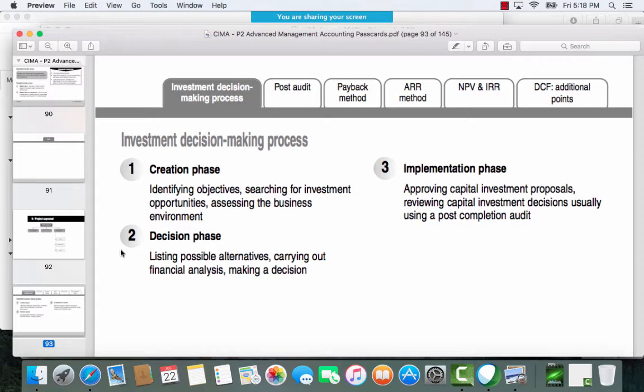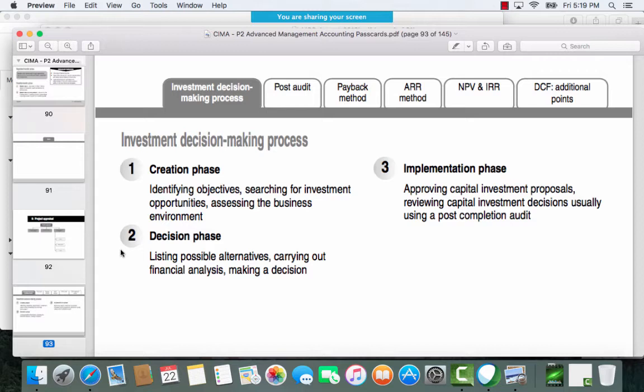So what we're saying is, you need to have a creation phase. What are the objectives? Is it linked to your strategy? If you remember, we have something called the SAFS model, that is suitability, acceptability, feasibility plus sustainability. We will put this kind of analysis through that model as well to understand how it works. The decision phase is listing possible alternatives, carrying out financial analysis, and making the decision.